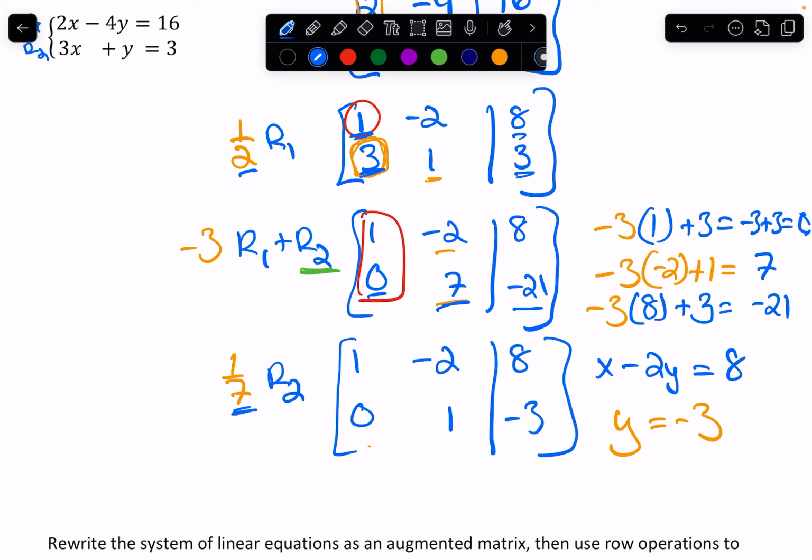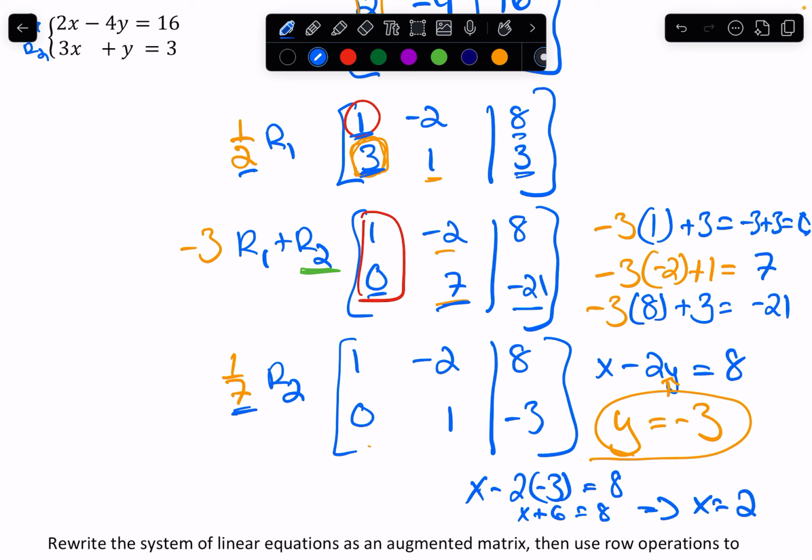And what we can do is we can plug this negative 3 into where we have the y. So x minus 2 times negative 3 equals 8. So x plus 6 equals 8, x equals 2. So we get x equals 2 and y equals negative 3. Our answer for this one is going to be 2, negative 3.